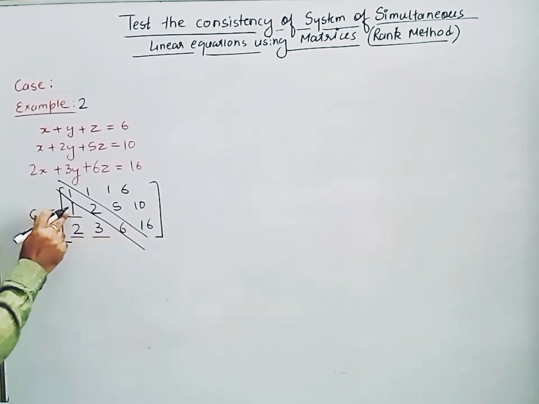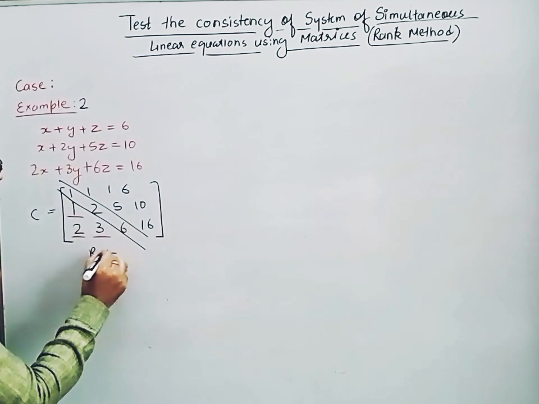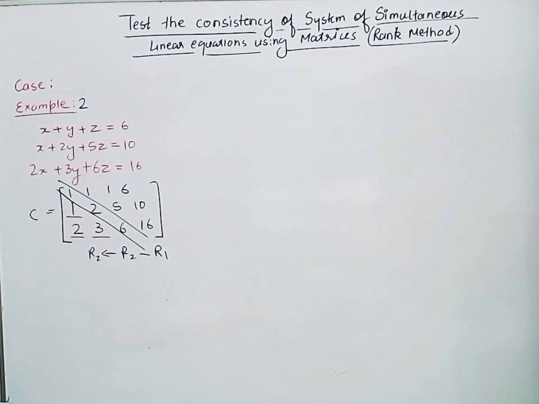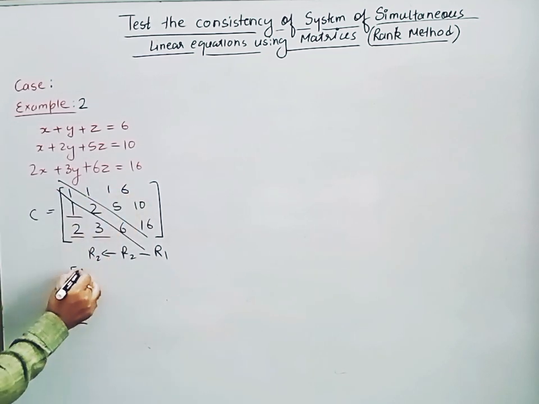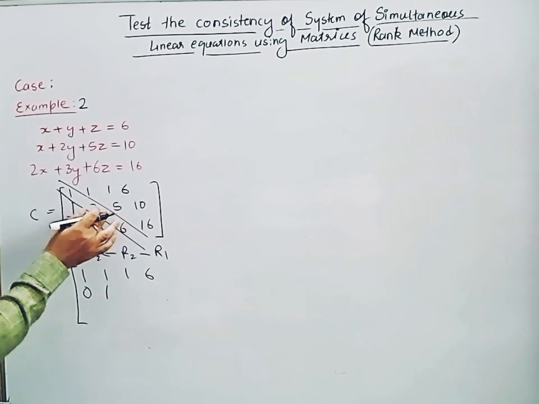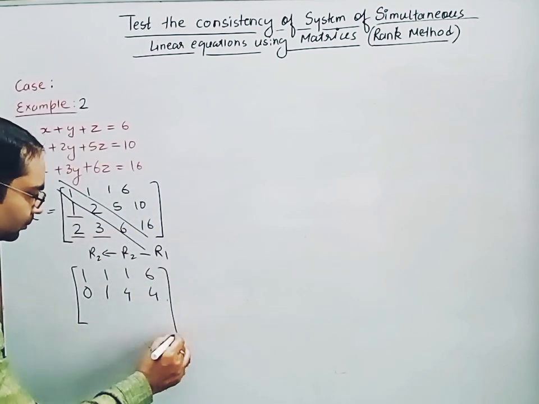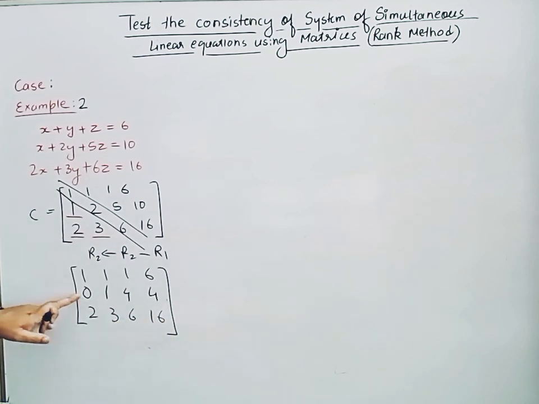Just to convert this as 0, we'll perform a simple row elementary operation. That is, we'll subtract R1 from R2. So let me rewrite the matrix after the operation. The first row will remain same, 1, 1, 1 and 6. The second row, 1 minus 1, this is 0. 2 minus 1, this is 1. 5 minus 1, this is 4, and 10 minus 6, this is also 4. Okay, and I'll rewrite this 2, 3, 6 and 16. So this has been converted to 0.